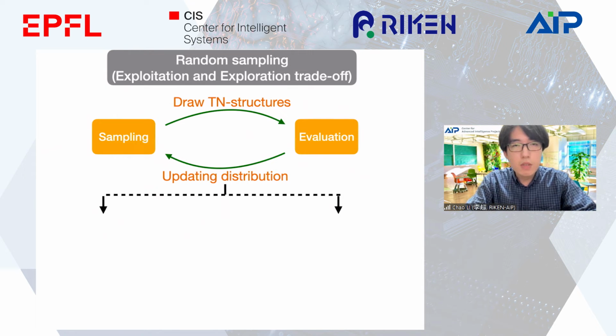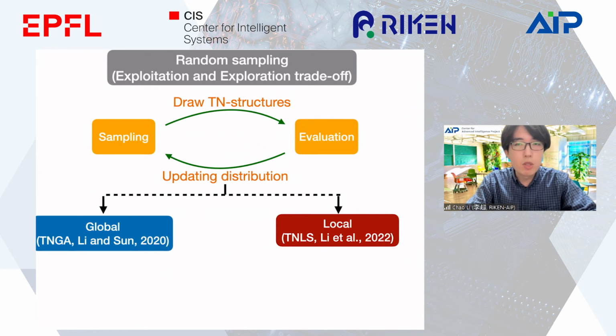And more specifically, our methods consider two sampling tricks. They are the global sampling and the local sampling. The global sampling means that we draw the samples from the whole search space. Well, for the local sampling, it means that we only sample the structure from some predefined neighborhood for some given point.